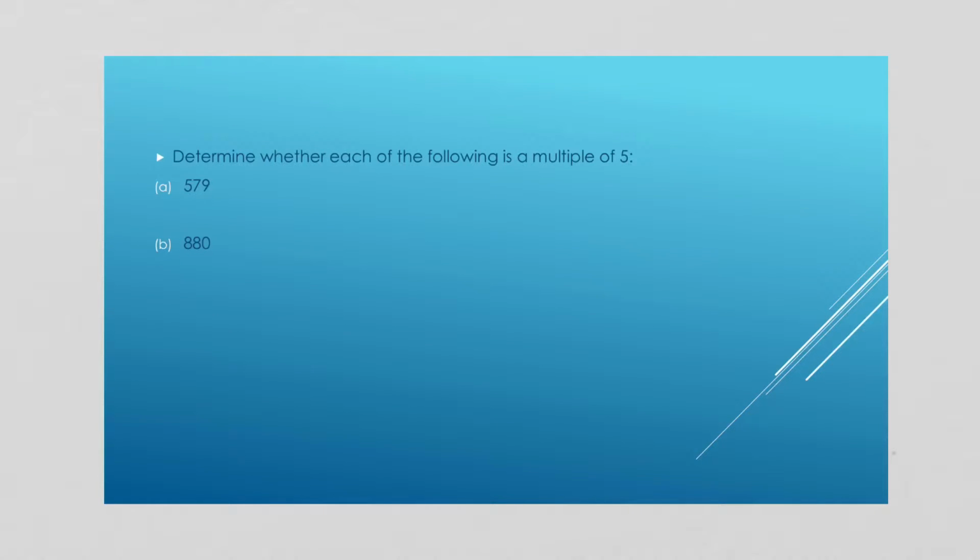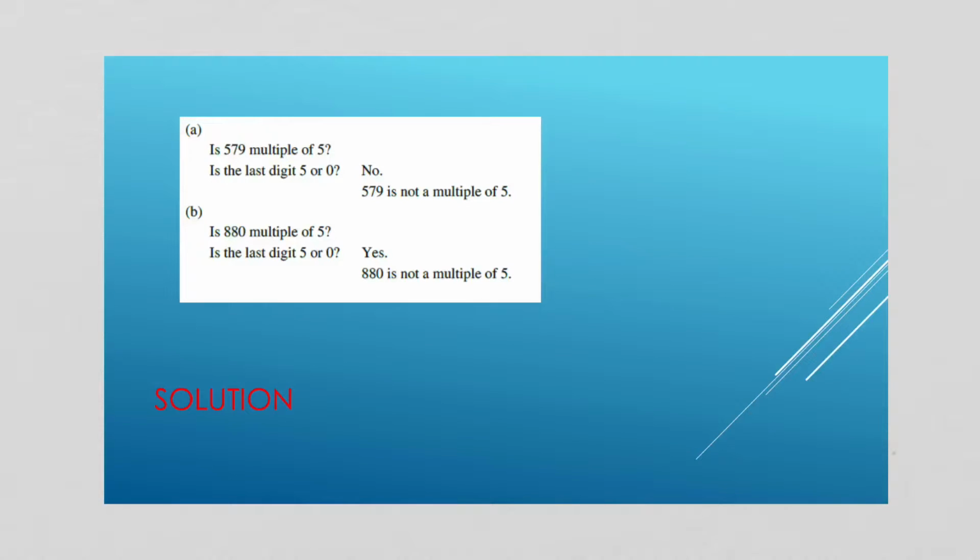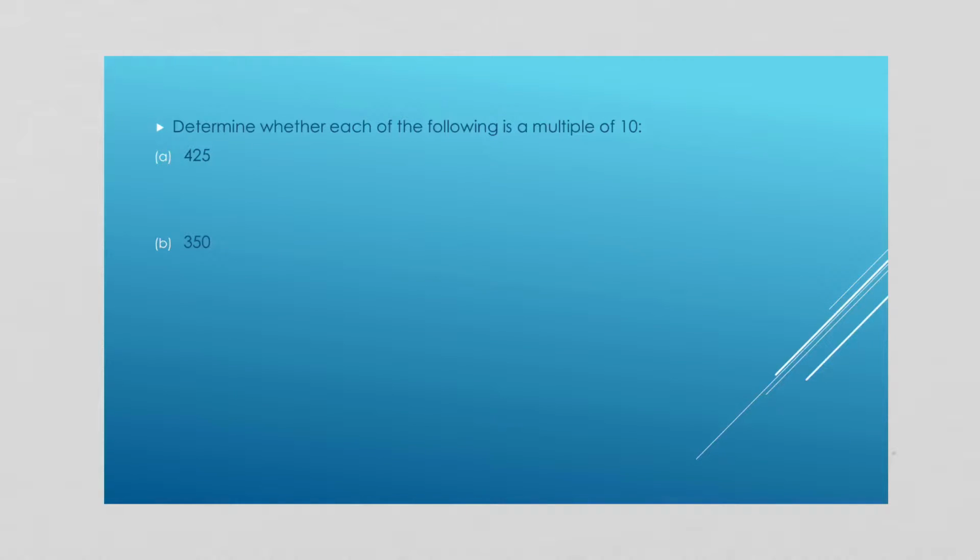In order for something to be a multiple of 5, the very last digit has to end in a 0 or a 5. So on part A, it ends in a 9, so I would say no on this one. On part B, it ends in a 0, so I would say yes. Okay, if something is a multiple of 10, that means it ends in a 0. So this ends in a 5, so I would say no on this one, but this one ends in a 0, so I would say yes.